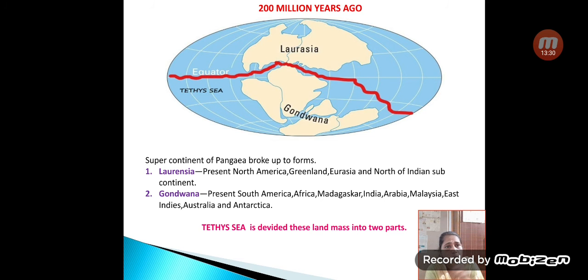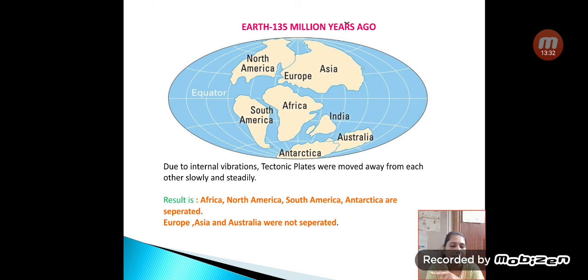If you look at the third map, this is the map from 135 million years ago. If you look back, this landmass was located on tectonic plates. Because of the internal vibrations, the plates moved away from each other, slowly and steadily.